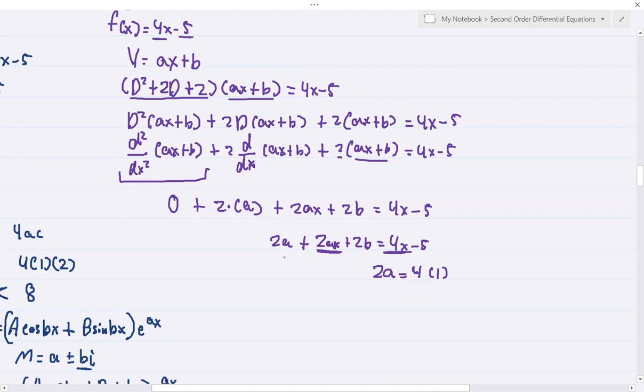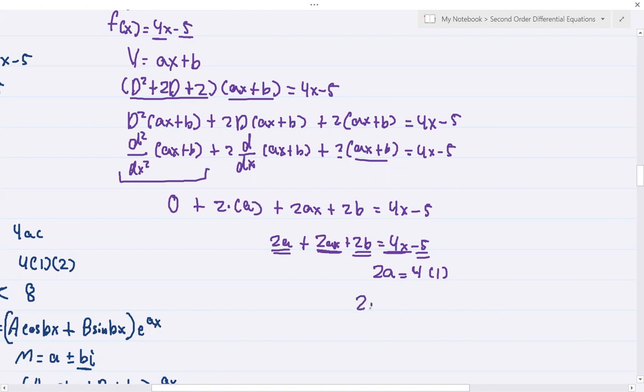Now, how about your constants? We have your 2a and your 2b. These two are your constant terms. Do you think on the right side there is a constant term as well? The answer is yes, negative 5. Since 2a, 2b, and negative 5 are constant terms, we will equate them together.